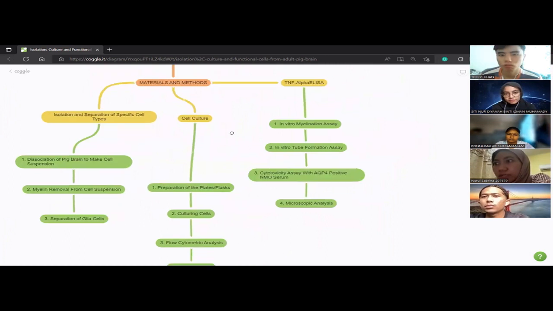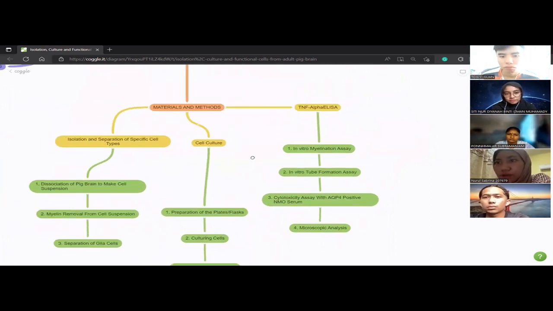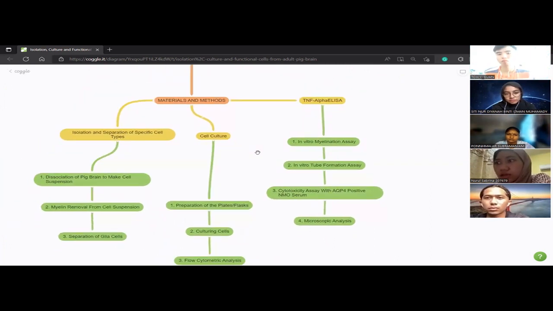The last part is TNF alpha ELISA. Also under TNF alpha ELISA, there are another 5 smaller parts. The first one is the in vitro myelination assay.